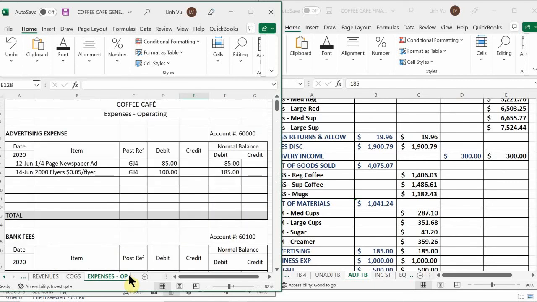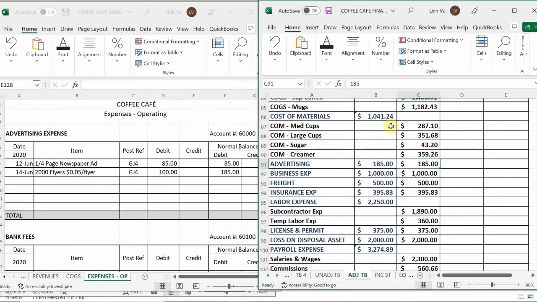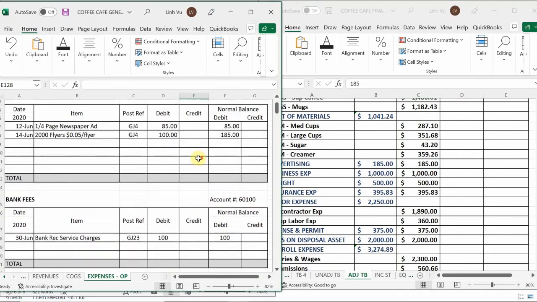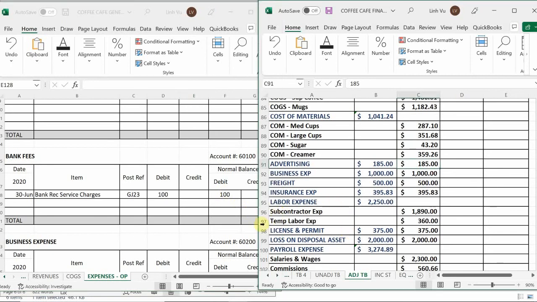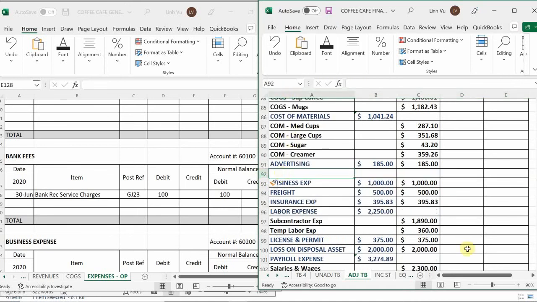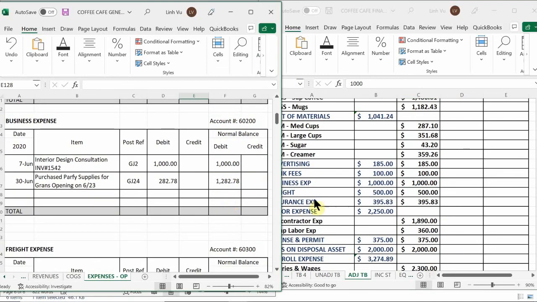Last but not least is the operating expenses here. Operating expenses. So the very first one here is your advertising expense. Still there. Okay, for $185. We just encountered bank fees for $100, so I gotta insert that in there. For $100.